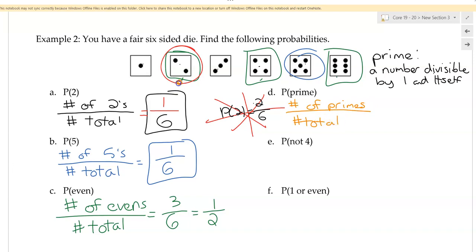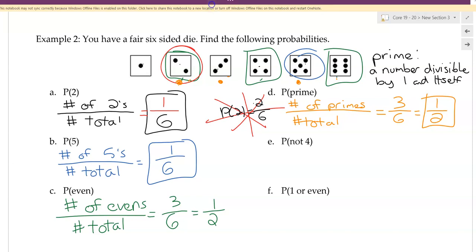2 is a prime because the only things that go into it are 1 and 2. 3 is a prime because it's only 1 and 3. 4 is not a prime. It's 1 times 4 and 2 times 2. It has that other factor. 5 is a prime. 6 is not a prime. It's 1 times 6 and 2 times 3. Okay? So 2, 3, and 5 are my only primes. And that does reduce to 1/2. 1 is not a prime because it's just 1. It doesn't have another number there. Okay.